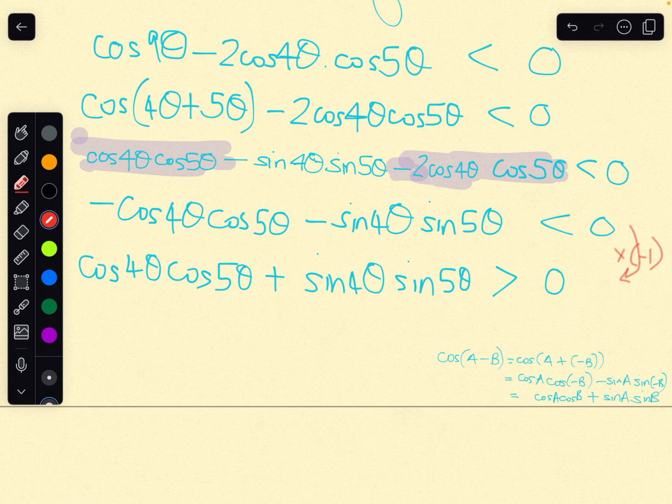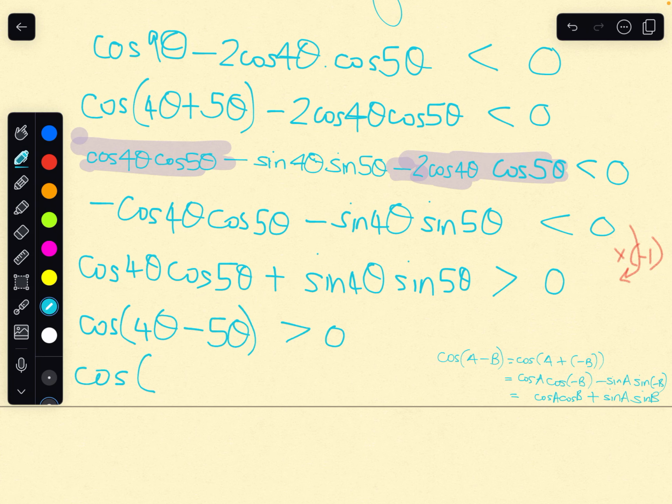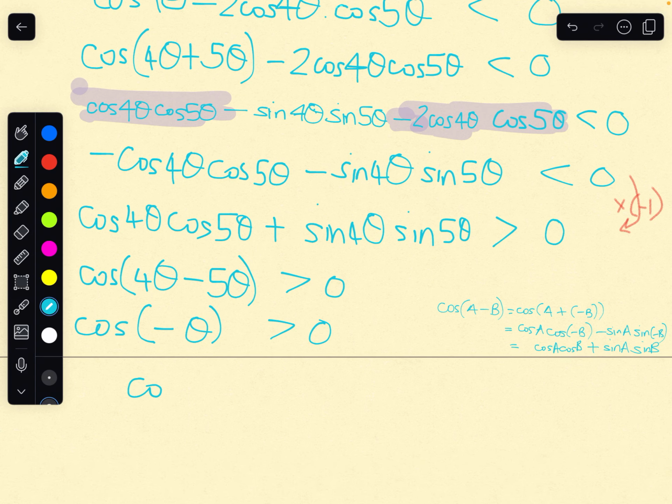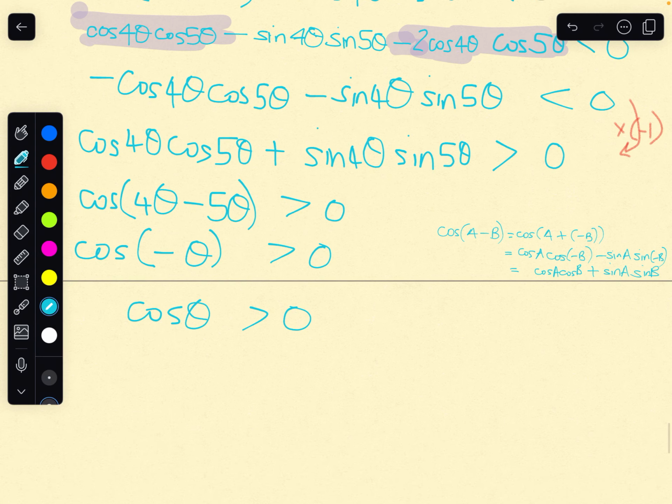And then now we can see that this looks like this, right? Cos A cos B plus sine A sine B. So that means we can write this as cos of 4 theta minus 5 theta, which is just the same as cos of negative theta. And cos of negative theta is just the same as cos theta. We can just look at the behavior of cos theta to understand the behavior of cos negative theta.